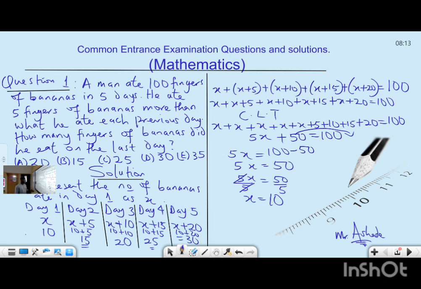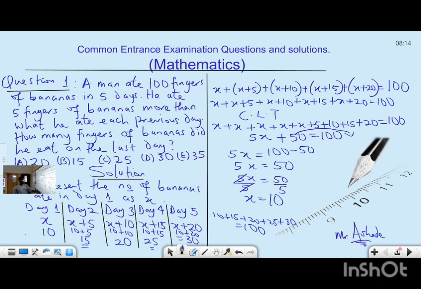So at the end of the day, by the time you confirm, you have 10 plus 15 plus 20 plus 25 plus 30. So by the time we add this up, 10 plus 15 is 25. 25 plus 20, that is 45. 45 plus 25, that is 70. 70 plus 30 is 100, which confirms the total.